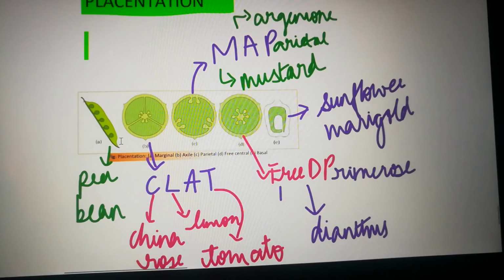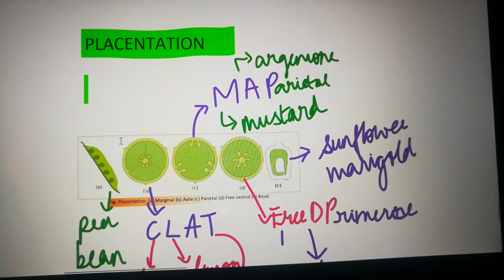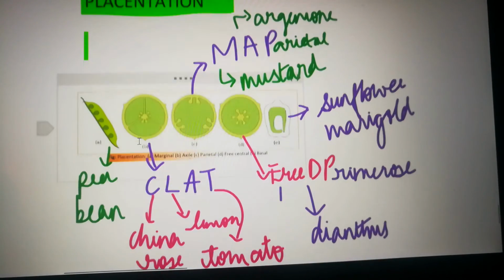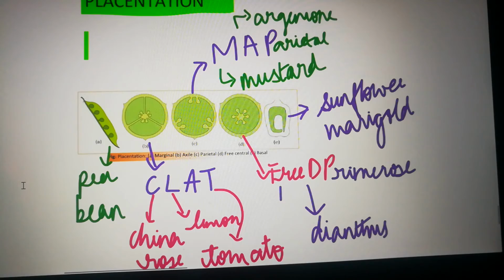The last one, that is placentation. Placentation is nothing but the arrangement of ovules on the placental wall. Okay, so the first placentation is the marginal one. So as you must have seen, they're usually seen in pea and bean. And then we have the axial placentation.